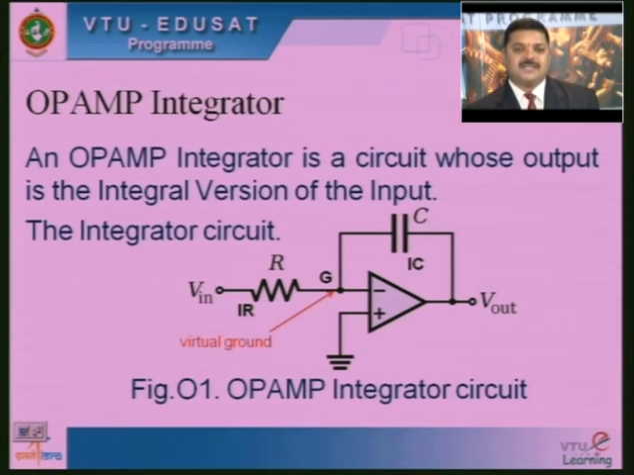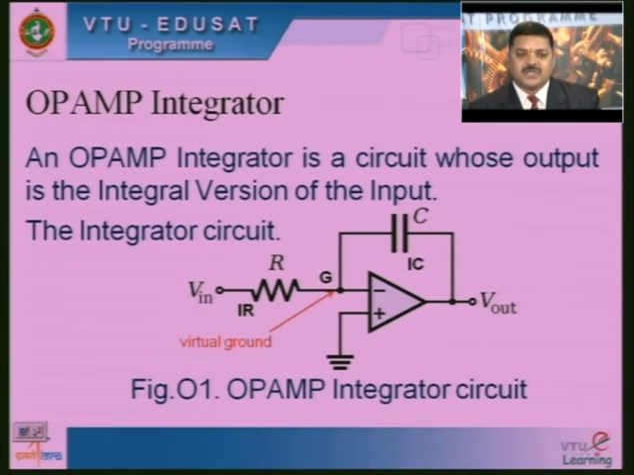Inverting amplifier means it is an amplifier whose output is inverted version of the input. Non-inverting amplifier means it is an amplifier whose output is non-inverted version of the input. What is a differentiator? A differentiator is a circuit whose output is differentiated version of the input. Like this you can remember the definitions very easily. The name itself gives you the definition. So, an op-amp integrator is a circuit whose output is the integral version of the input.